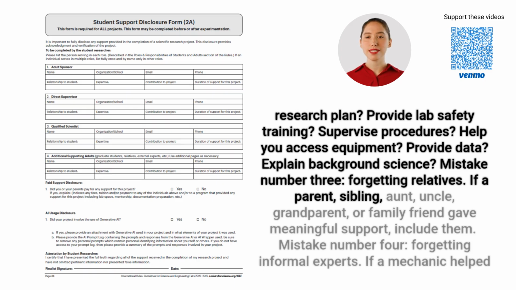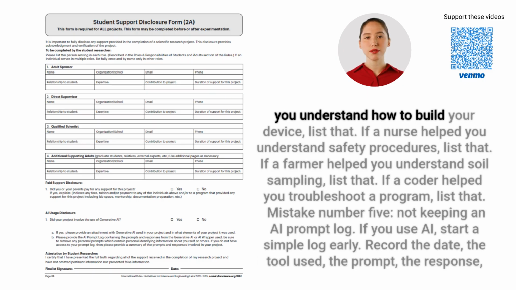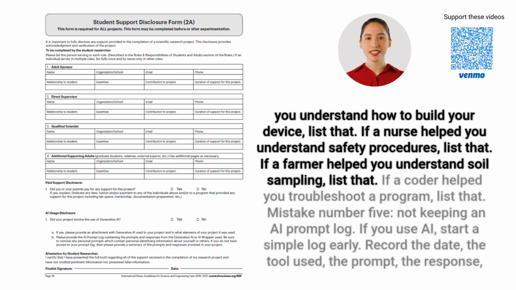Mistake number 3, forgetting relatives. If a parent, sibling, aunt, uncle, grandparent, or family friend gave meaningful support, include them. Mistake number 4, forgetting informal experts. If a mechanic helped you understand how to build your device, list that. If a nurse helped you understand safety procedures, list that. If a farmer helped you understand soil sampling, list that. If a coder helped you troubleshoot a program, list that.